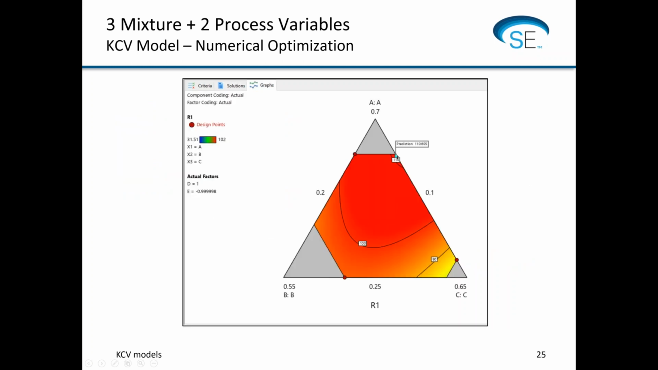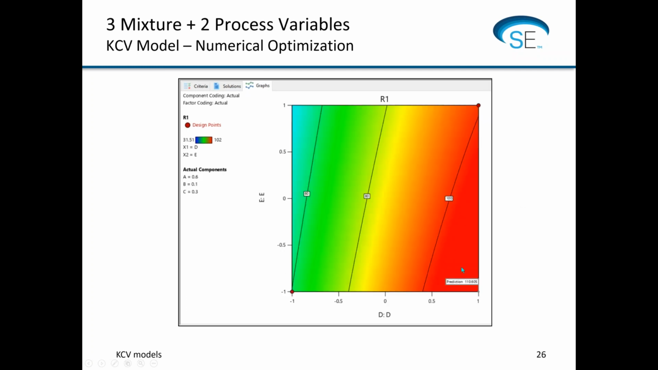We could look at that on a mixture plot. Again, you can see we've got the maximum amount of A and the minimum amount of B, and an intermediate level of C. And we've got the high D with the low E for the values of the process factors. Okay, so once we've set up the design, the analysis is straightforward, as with any other DOE.